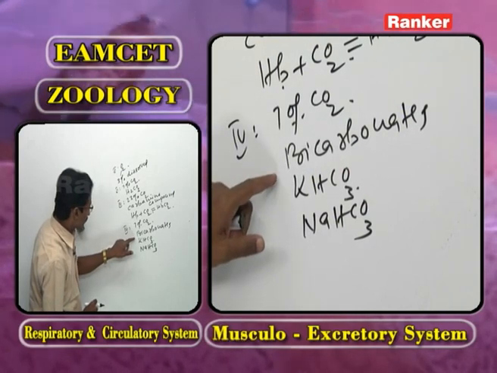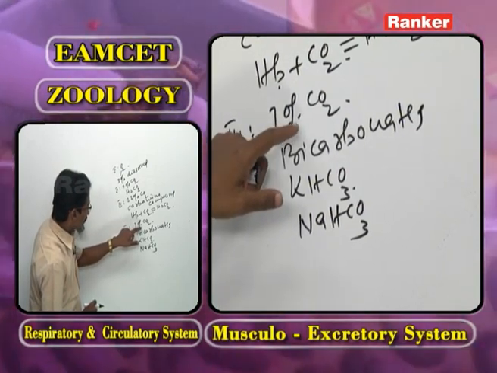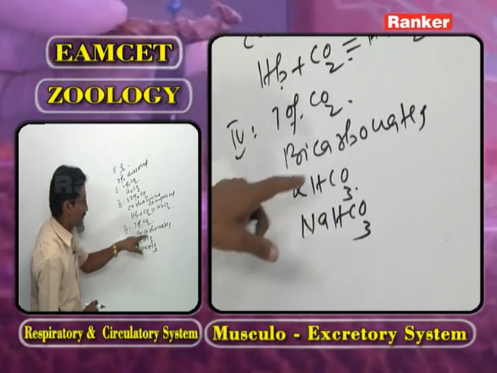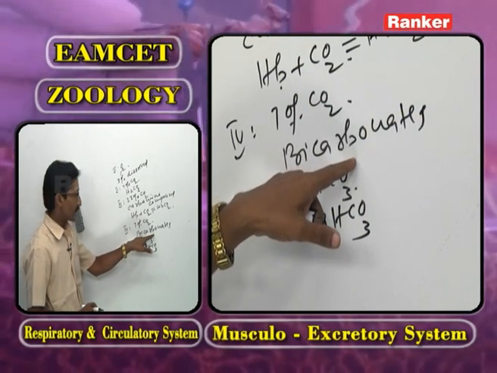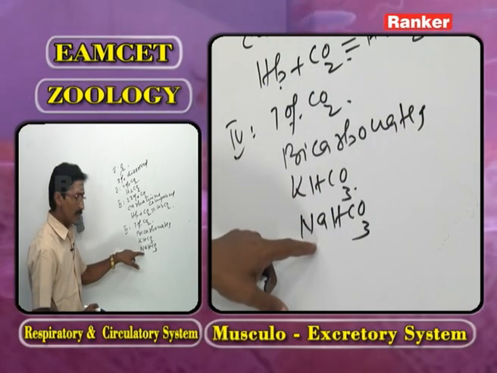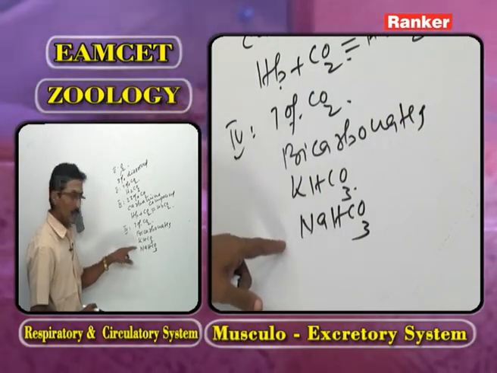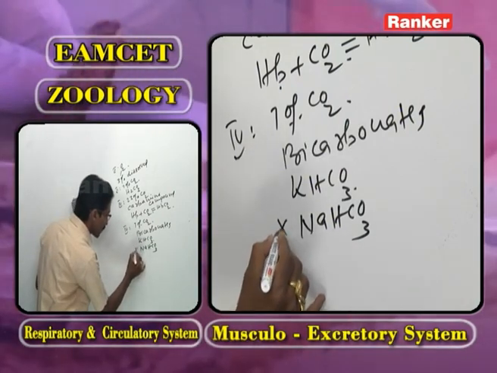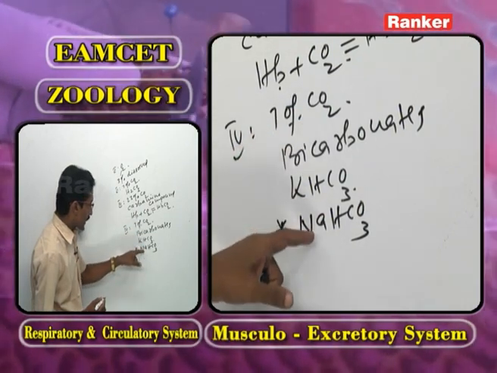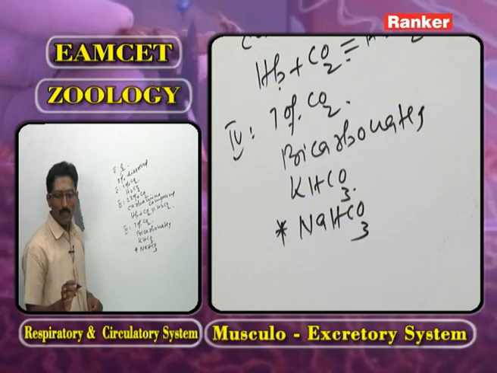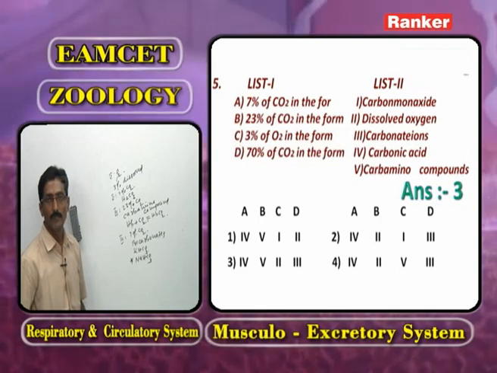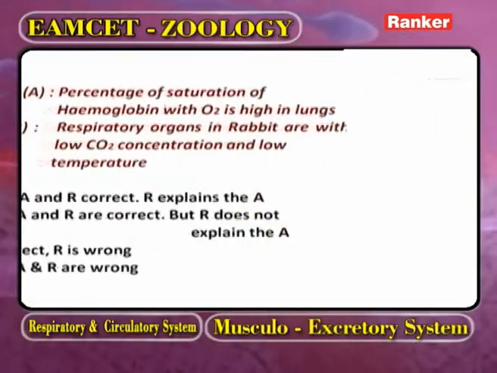Now, in the main EAMCET examination, 70% of carbon dioxide is transported in which form? Bicarbonates, that is correct. If in the options one is potassium bicarbonate and one is sodium bicarbonate, both are correct. But out of these two, what is the more appropriate? Much of the carbon dioxide is transported as sodium bicarbonate. Based on this information, the correct answer for this question is the third option. Now we go for the next question.